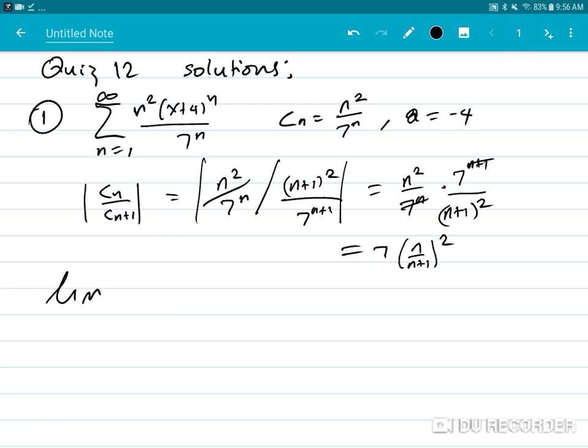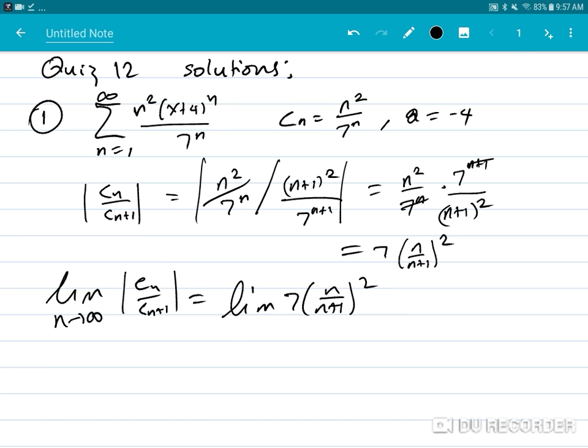So take the limit of Cn over Cn plus 1 as n approaches infinity. This is the limit of 7 times (n over n plus 1) squared, as n approaches infinity. This goes to 1, n over n plus 1 goes to 1. 1 squared is 1, so that gives you 7 times 1 squared. So this is your radius of convergence.